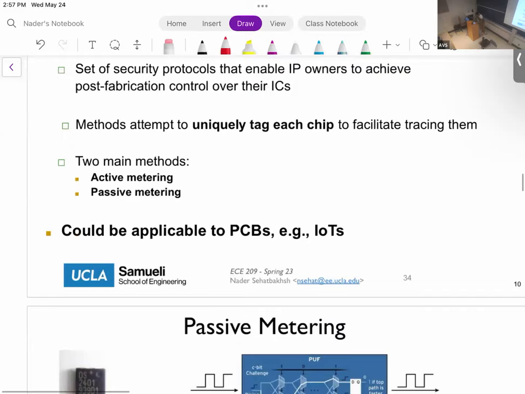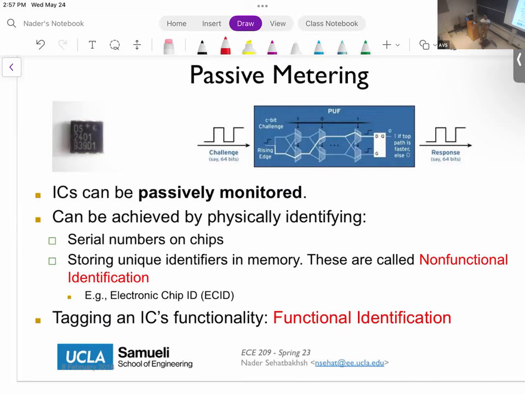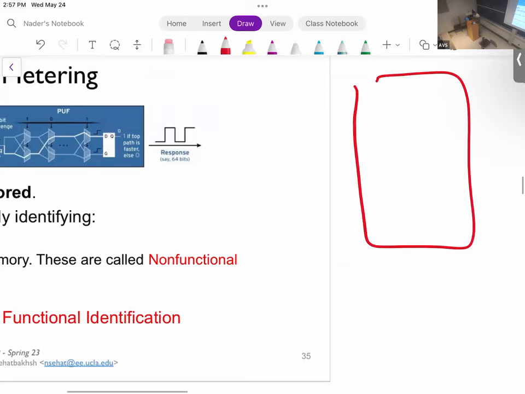So one way of passive metering is exactly using PUFs, okay? I told you already that PUFs are device dependent. They are unique for each device. So what I can do is have a database: for device one, this should be the response, for device two, this should be the response, and so on and so forth.